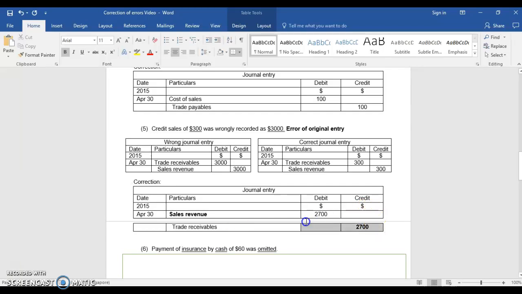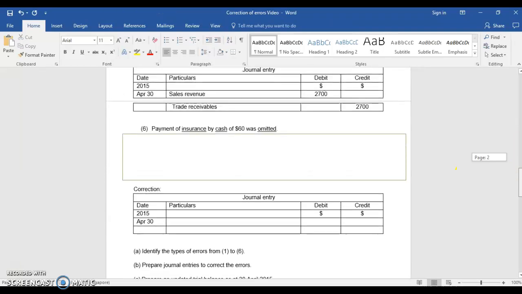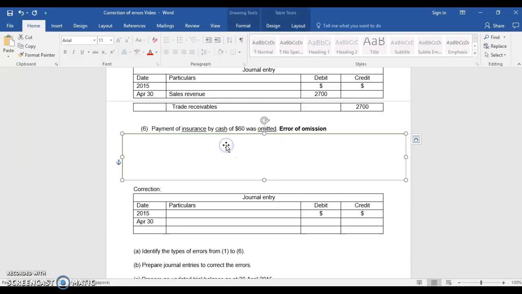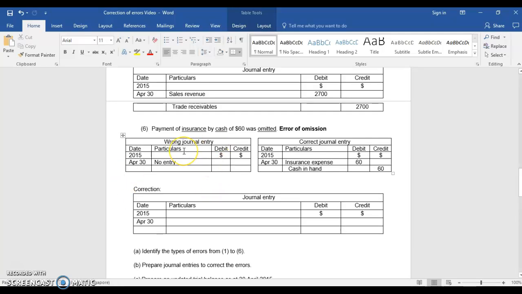Okay, so sometimes the amounts might be higher or might be lower, so you have to suit the question itself. Last error here is the payment of insurance by cash was omitted. So omitted means that it was not even recorded in the first place. So it's what we call error of omission, okay, without the C. So if you look at the error here, no entry was done, but what you should have is insurance expense $60, cash in hand credit of $60.